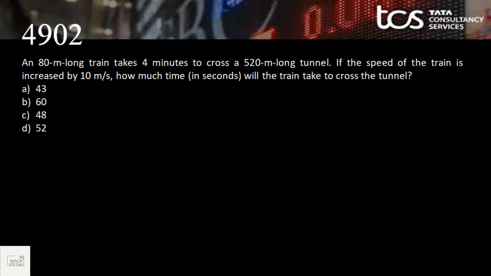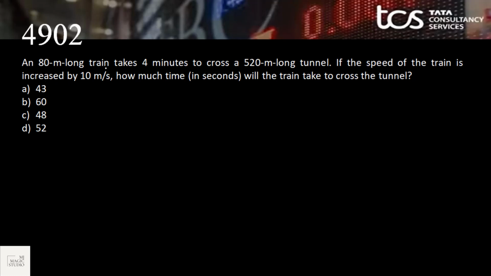On to the next one, and I still hope that you people are following the drill. Pause the session, try to solve it yourself. A classical question of relative speed or effective speed, where a train is crossing a tunnel or a platform or a pole.